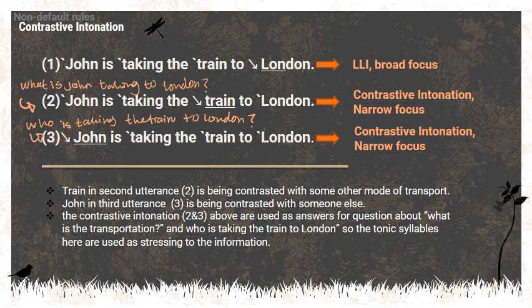John and train is called narrow focus because the focus of the utterance is only in this vocabulary, in train and also in John. But when we see the first example, John is taking the train to London, the whole utterance is the focus. So it's called broad focus.